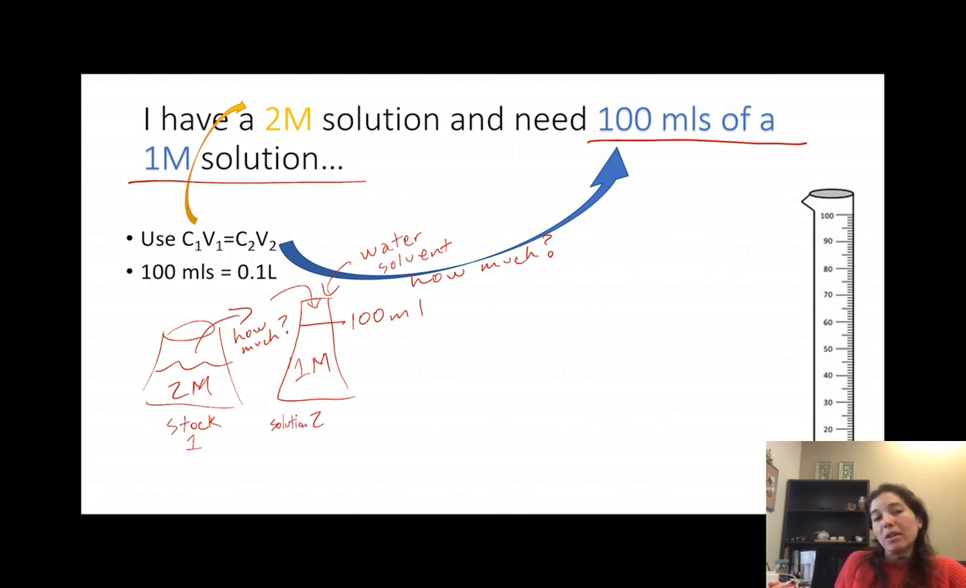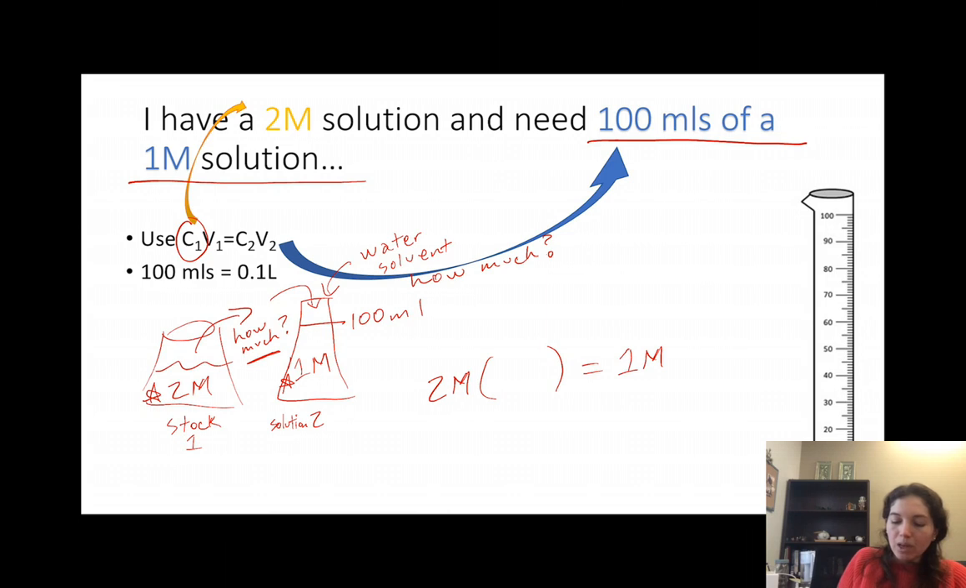So we can plug these numbers into our equation. Say that our C1 here, concentration 1, is our 2 molar. So we have 2 molar times some volume. We don't know because we're trying to figure out how much of it we need. Our concentration 2 is what we're making, 1 molar, and we're making 100 milliliters of it. Now remember that the units on this equation are liters, so we need to convert that first. We can do that by dividing by 1,000. So we have 0.1 liters.